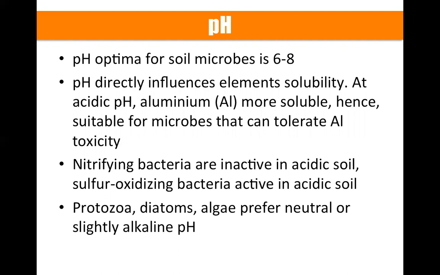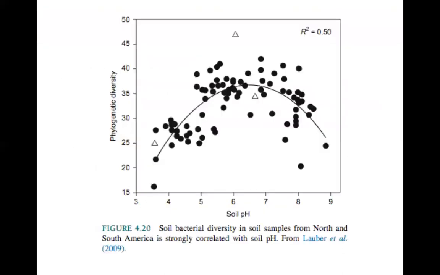Nitrifying bacteria, so all Nitrosomonas and so on, are inactive in acidic soil. So they need alkaline conditions. On the other hand, protozoa, diatoms, and algae prefer more neutral or slightly alkaline pH.